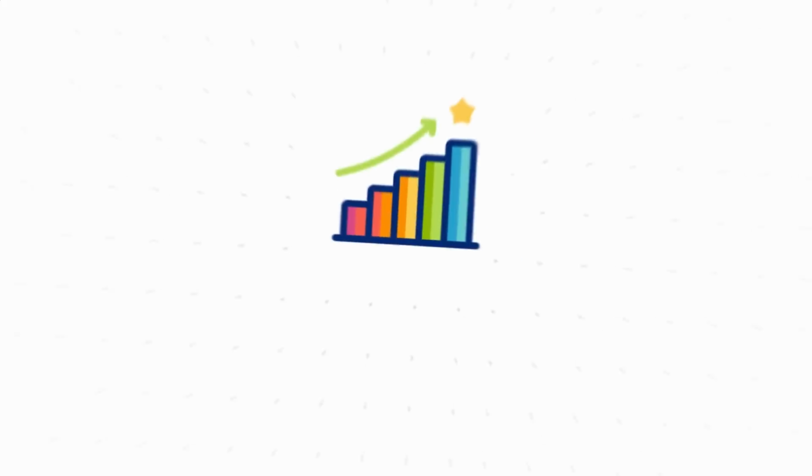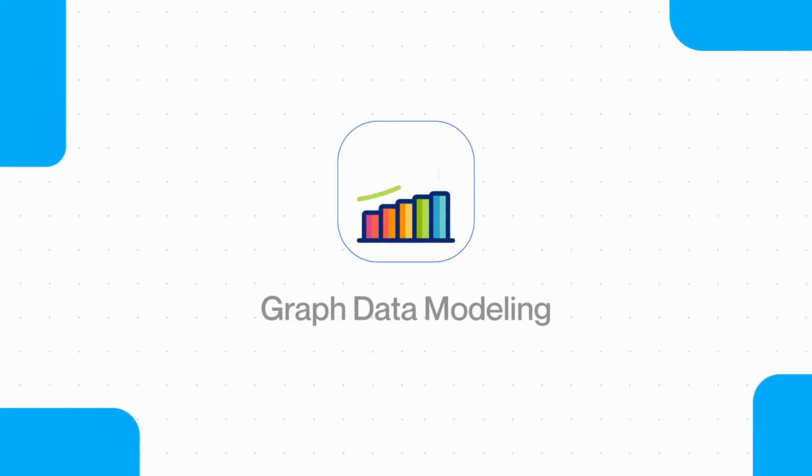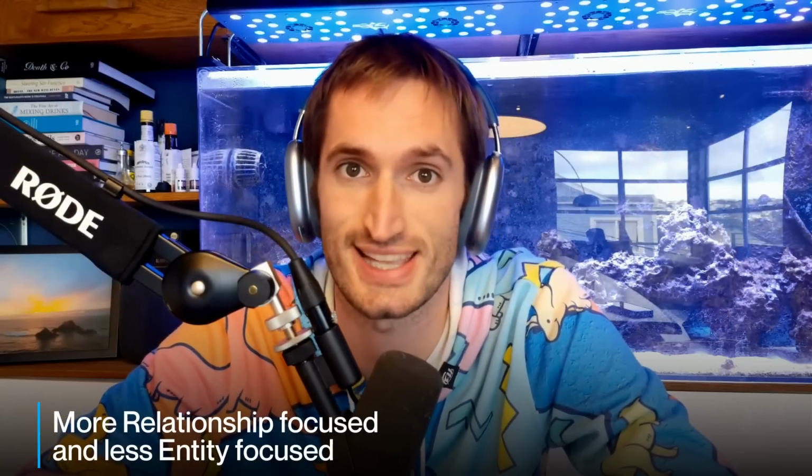Today we're talking about graph data modeling. Graph data modeling is significantly different than dimensional or relational data modeling in the fact that it is more relationship focused and less entity focused. So if you're looking at how things are connected, that is where graph data modeling truly shines. But it comes with a trade-off where you don't really have as much of a schema around the properties.